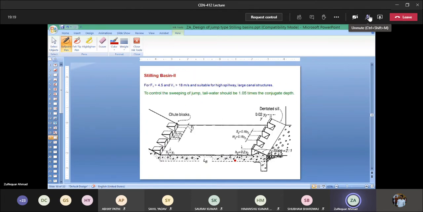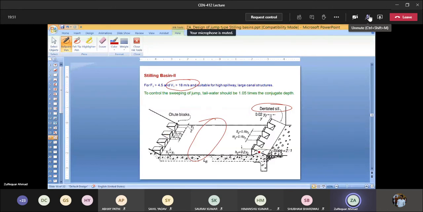Then the Stirling basin type 2, this is for a very high velocity, where velocity is more than 18 meter per second. And in that case, this dentated sill is provided, so you can see here again, no baffle walls are provided. Why is it so? Because the gravels or the boulders which are coming will strike this baffle wall, and that will of course damage it. That's why it is not provided.